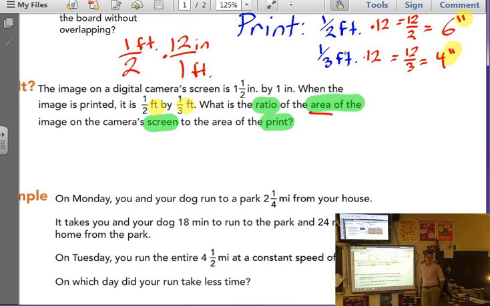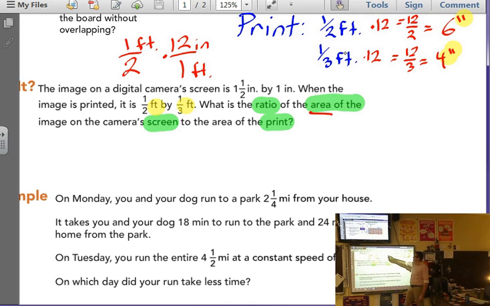How do I find the area of my screen? Dom? You should just do like 6 times 4. That's the print. Or for the screen, wouldn't you just do half? Oh wait, wouldn't you want to convert your 1.5 inches to just an improper fraction? So this 1.5 I can really think of as 3 halves, right?